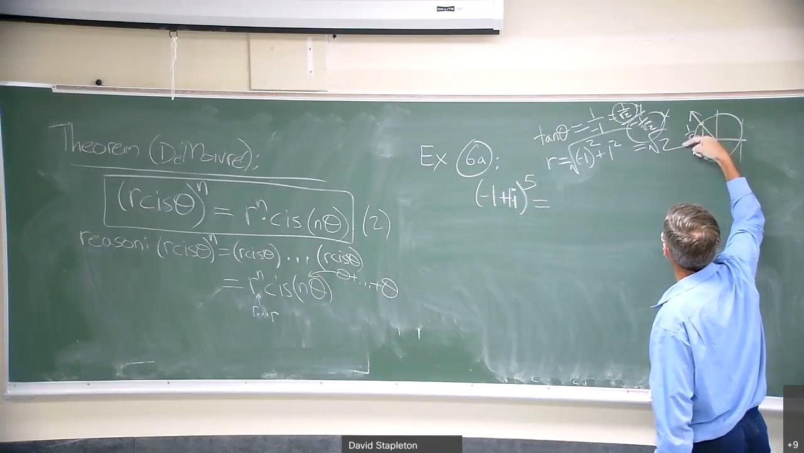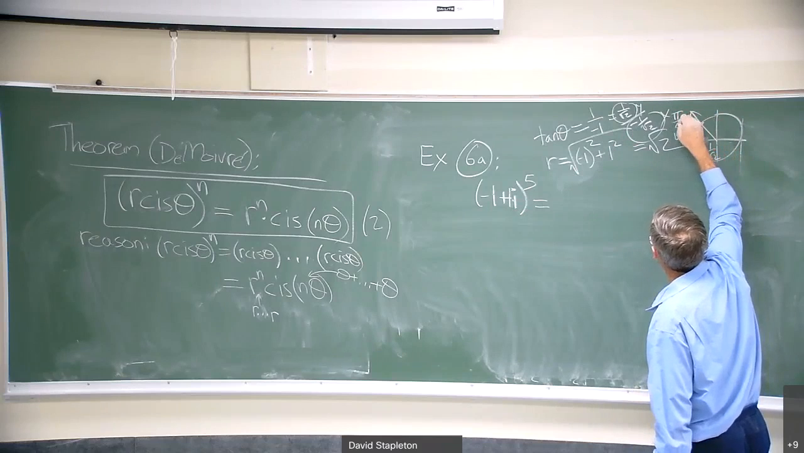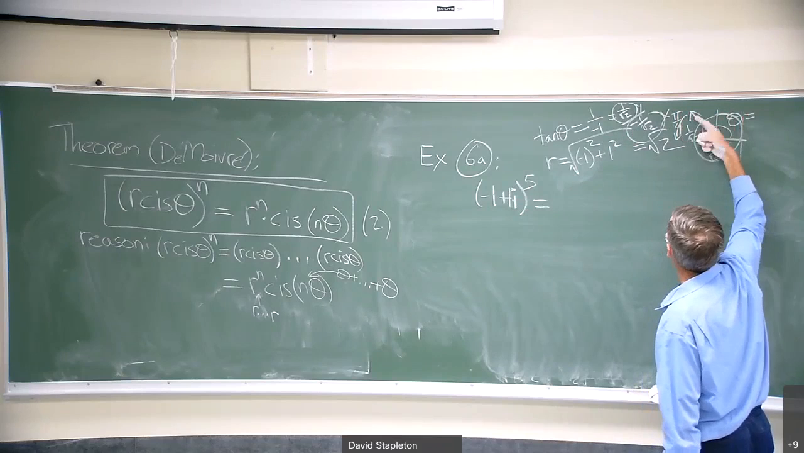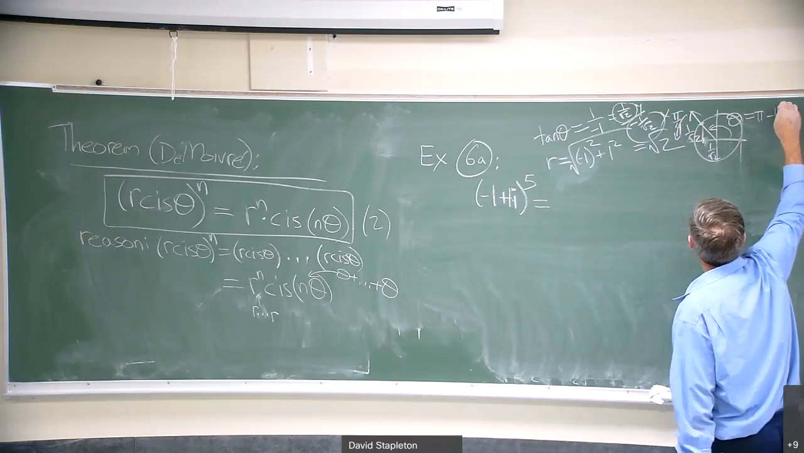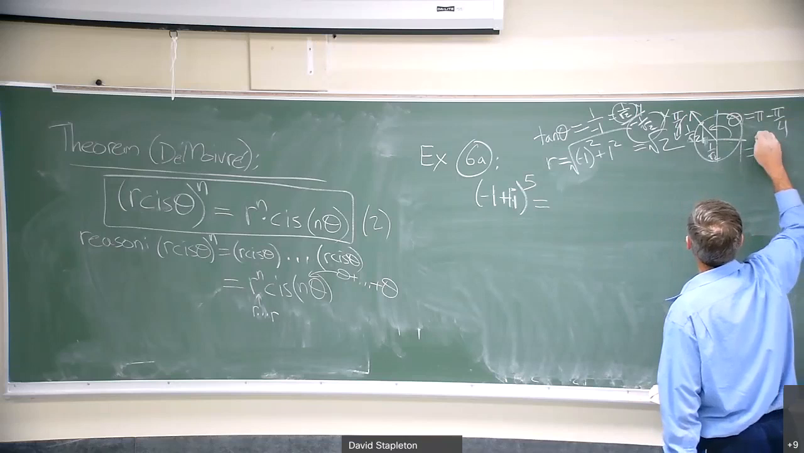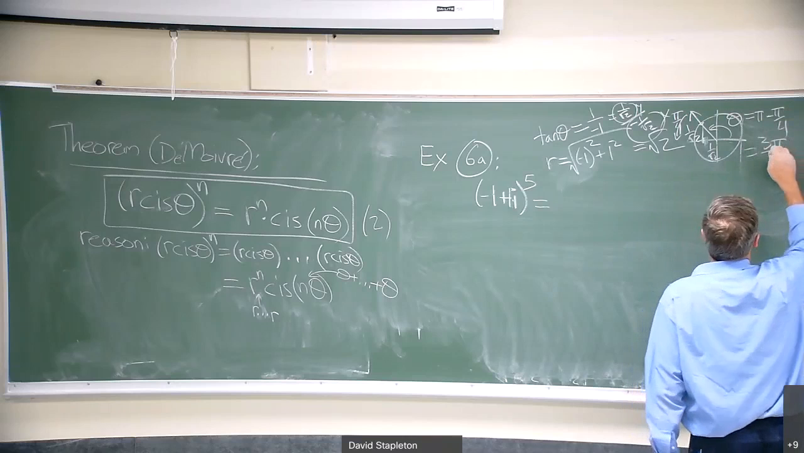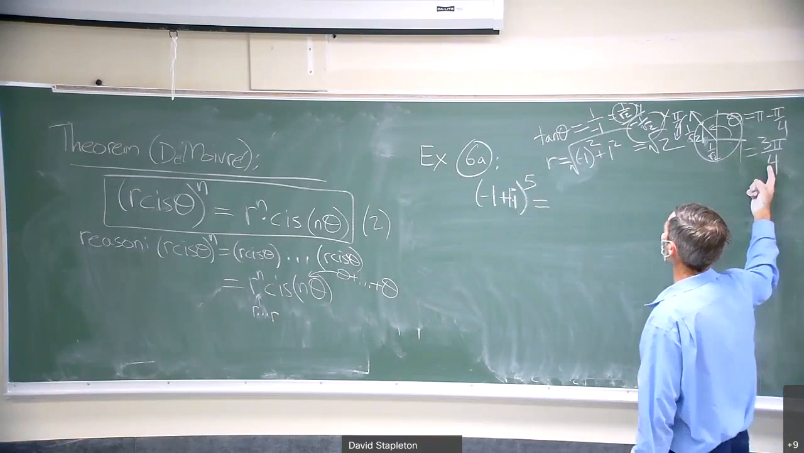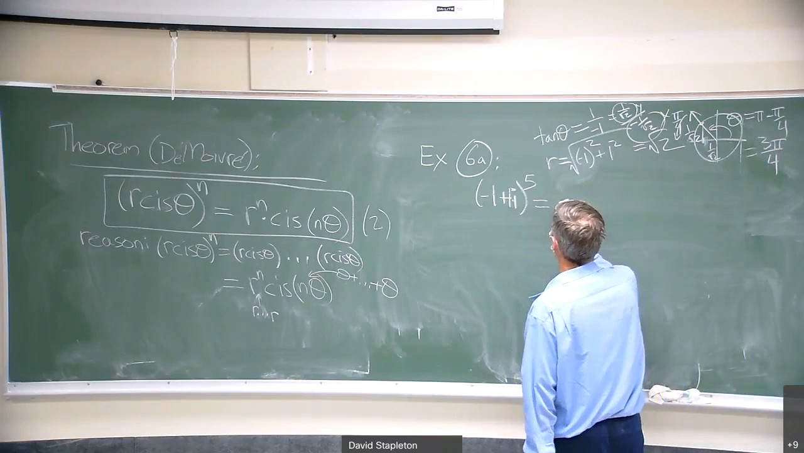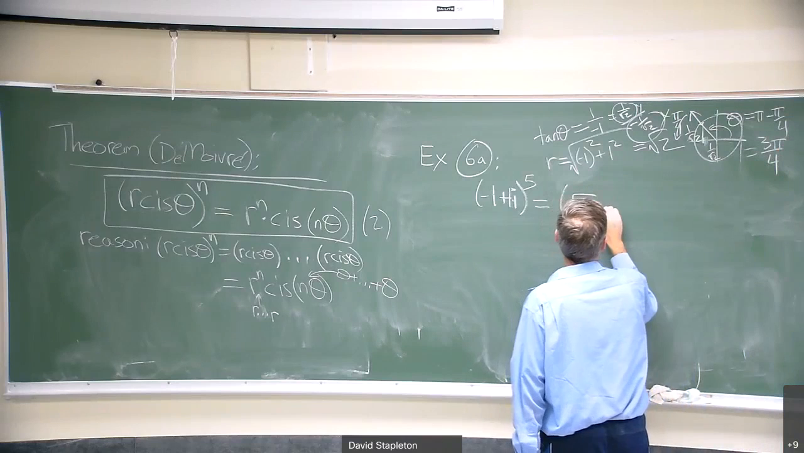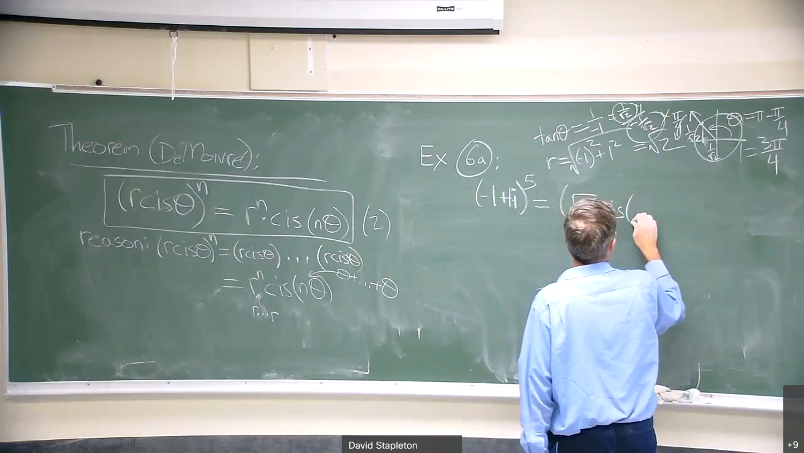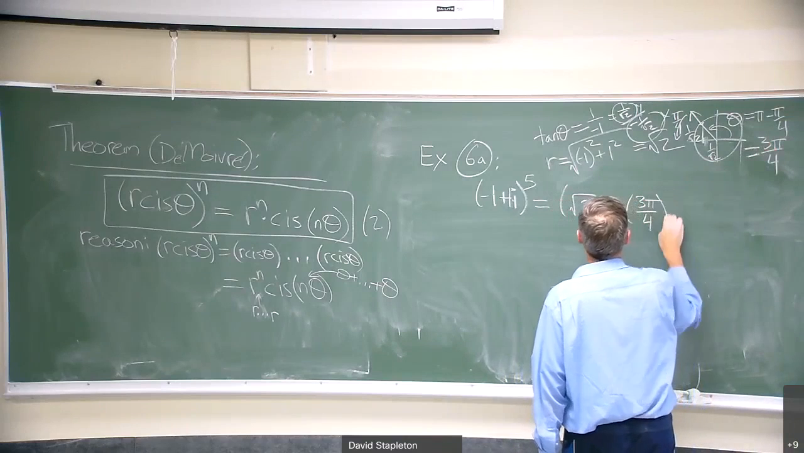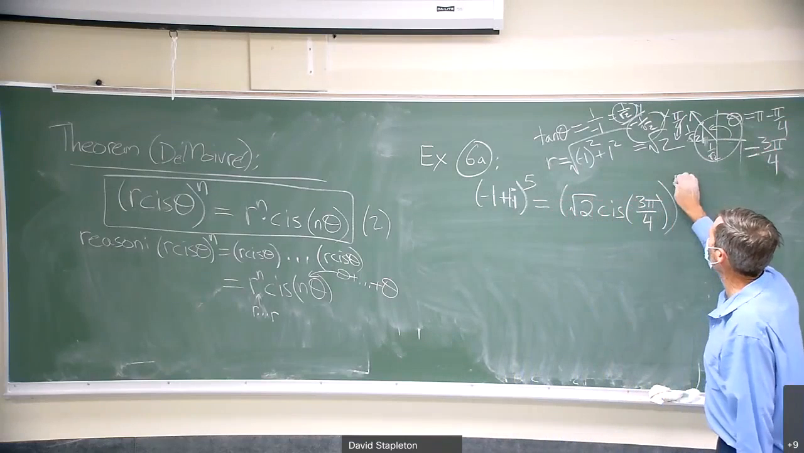It must be that this is a 45-45-90 triangle, which makes this angle in standard position, theta, the argument, equal to pi minus pi over 4, which is 3/4 pi. Almost off the screen there. And so I know the angle is 3/4 pi and the radius is square root 2. So I rewrite this as square root 2 times (cosine plus i sine) 3 pi over 4. And I'm going to take that to the 5th power.